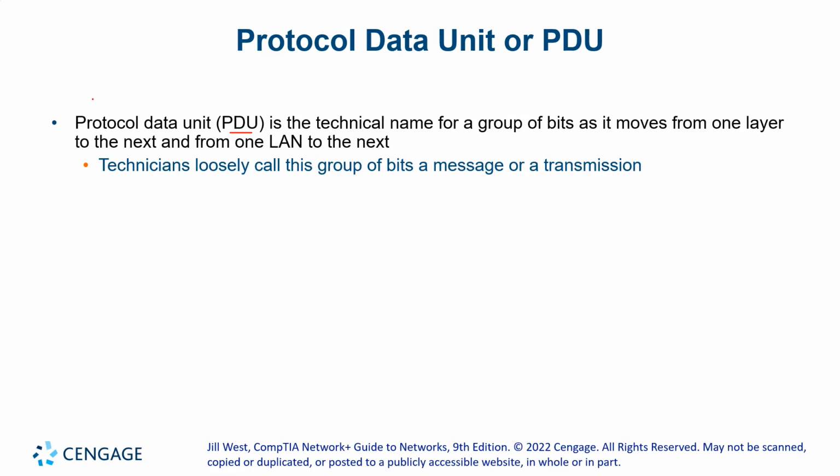Okay. A PDU is just a group of data that moves from layer 7 to layer 6 on the sending machine, and moves from layer 1 to layer 2 on the receiving machine. That's it.